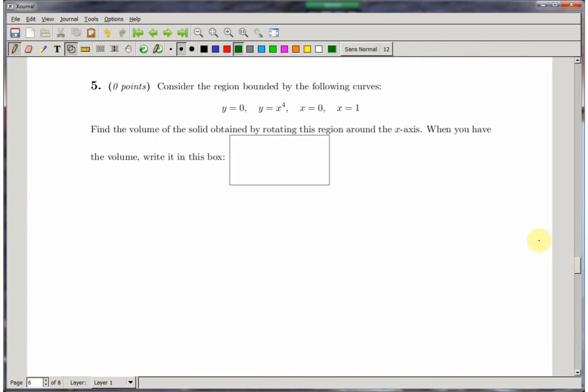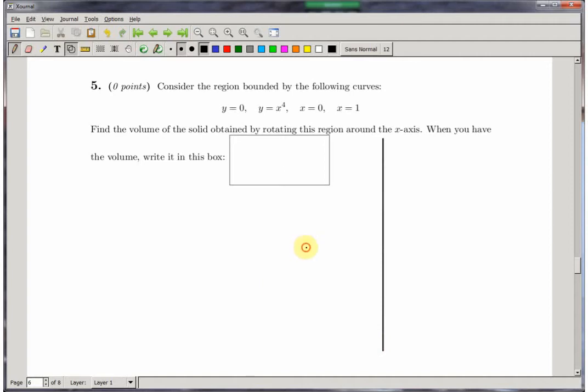Alright, so what are we doing now? Whoops. Z, Control Z, makes that go away. And I'm going to need to draw some axes, and let me get my black color here. So we're going to do the volume of a solid obtained by rotating a region around the x-axis.